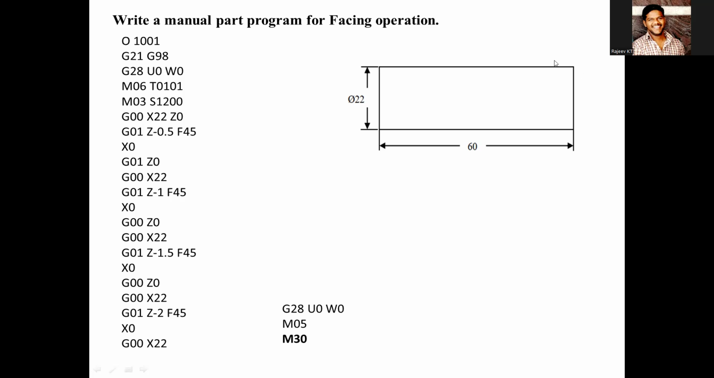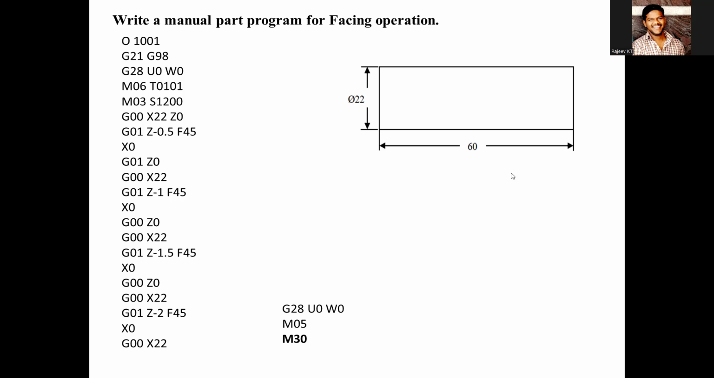Then Z will be moved to Z minus 1. From this point it will take minus 1, then come up to the reference point X0, then go back to the initial position, then up to X22. Similarly, in this case we are facing the material, meaning we are reducing the length of the workpiece. That is called facing. I'll show all these programs in a simulation once we finish this PPT, how we can execute these programs in a simulation.